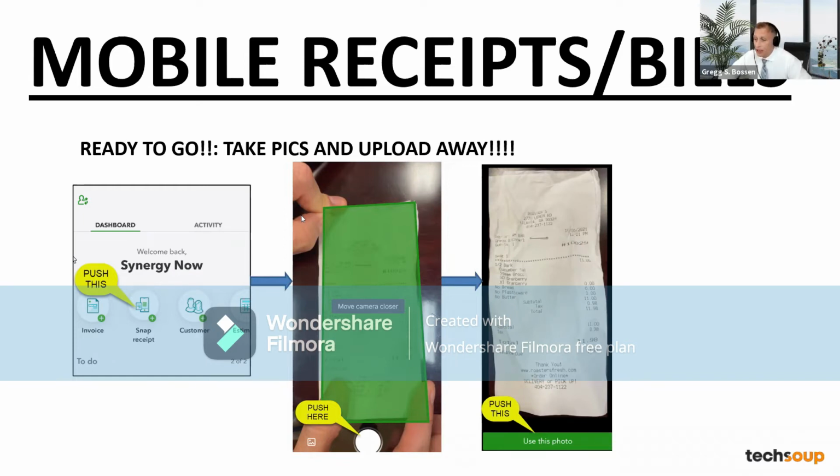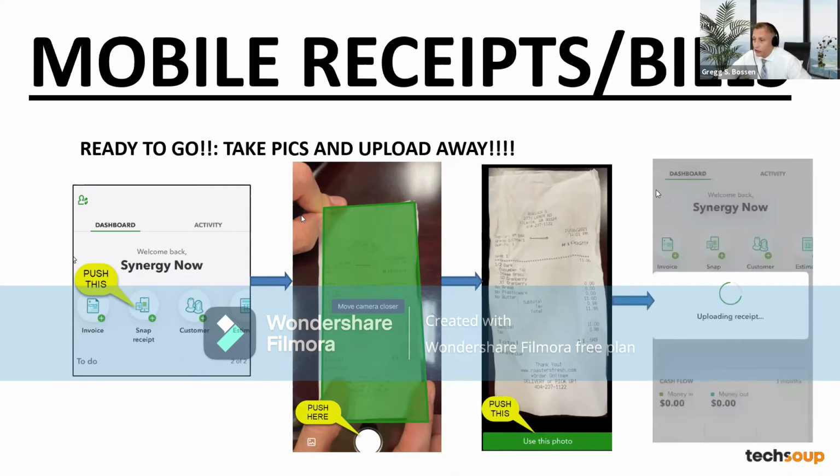Okay, I'm going to click use the photo. It's going to upload the receipt. Now, understand this is all happening from your phone. They're not in QuickBooks. So don't worry. They're not screwing with your QuickBooks. All they're doing is taking a picture that uploads to QuickBooks. Now let's go into QuickBooks and take it from there.